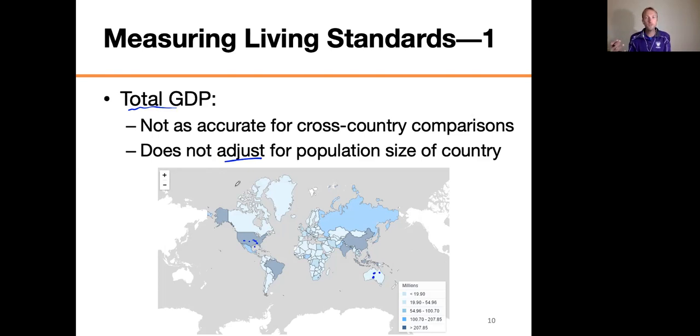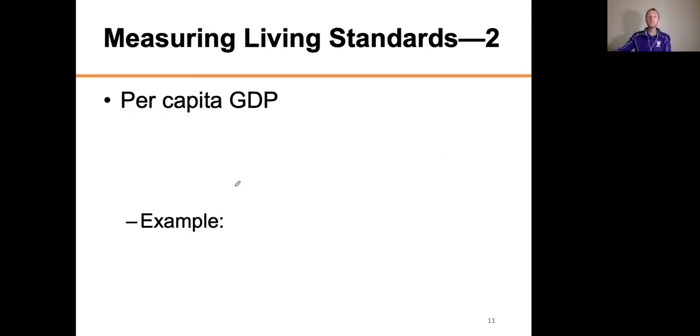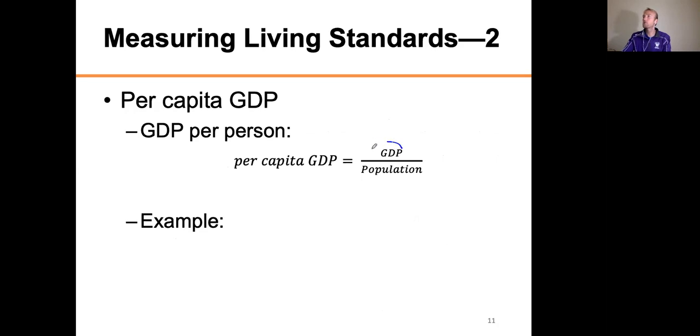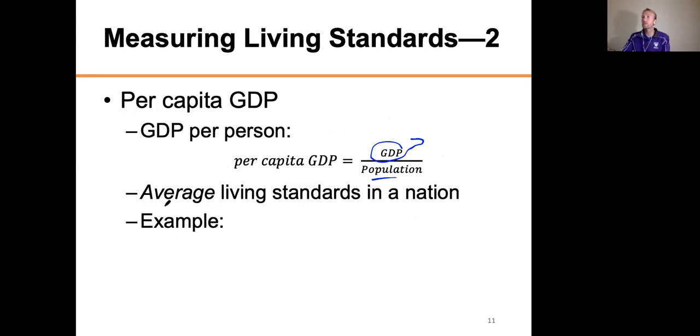So what do we have to do? What do you think? That's right. We have to divide the GDP per person, and we call that per capita GDP. It's very simple. For per capita GDP, you take the total GDP that is made, the total amount of goods and services made in the country in the year, and you divide it by the population. By the way, it gives you the average living standards in the nation.